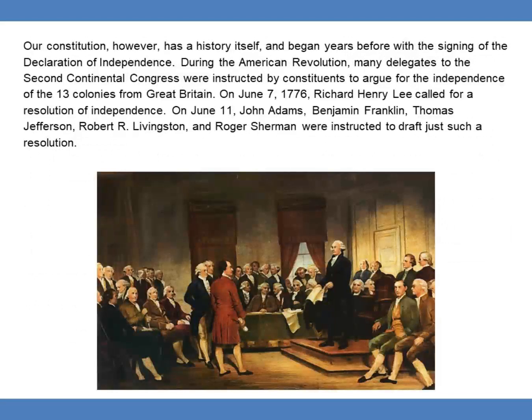Our Constitution, however, has a history itself and began years before with the signing of the Declaration of Independence. During the American Revolution, many delegates to the Second Continental Congress were instructed by constituents to argue for the independence of the 13 colonies from Great Britain. On June 7, 1776, Richard Henry Lee called for a resolution of independence. On June 11th, John Adams, Benjamin Franklin, Thomas Jefferson, Robert R. Livingston, and Roger Sherman were instructed to draft such a document.